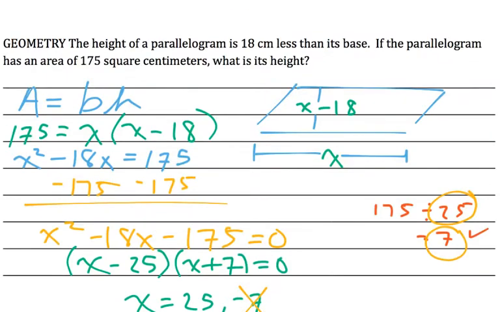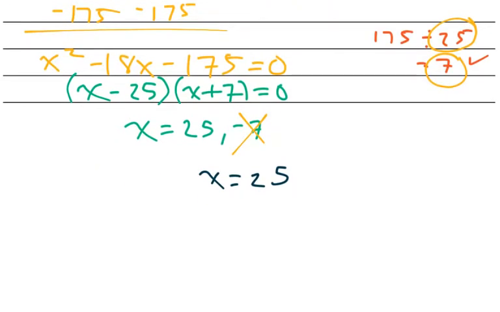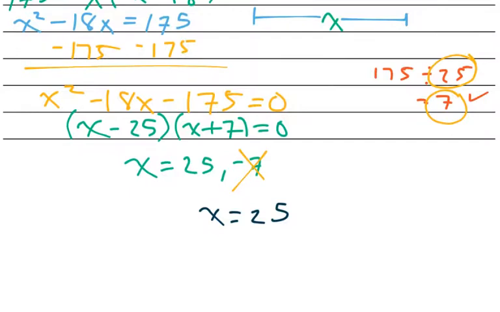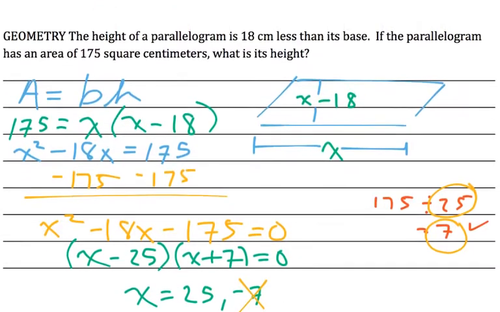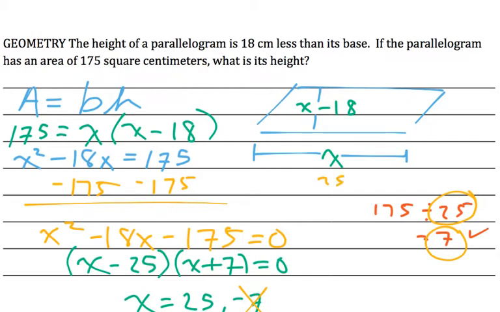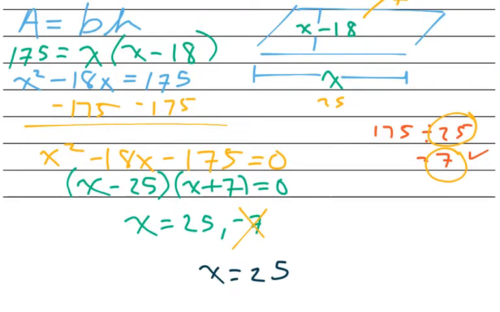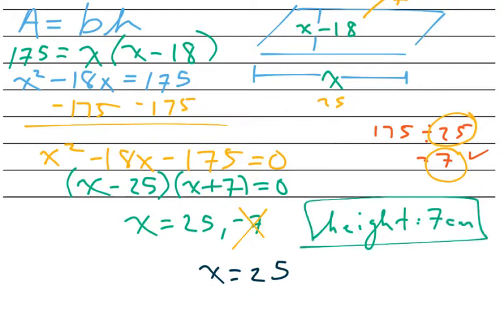Jump back, were there units? Yes, there were. Centimeters, but technically x would just be 25. And they asked for the height, so let's go in and fill things in. This is 25, which means that this would be 25 minus 18, which is 7. So I wouldn't just put 25, I would actually end up giving the wrong answer. So I would say the height is 7 centimeters.